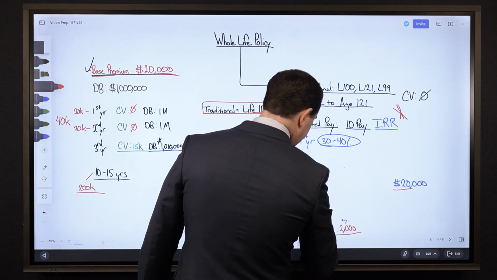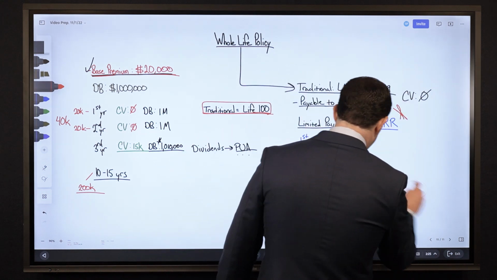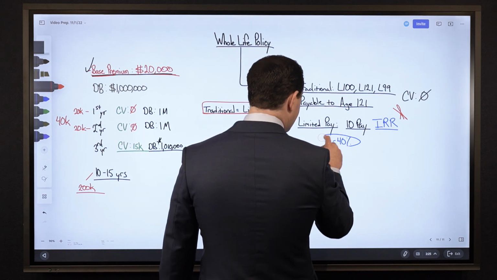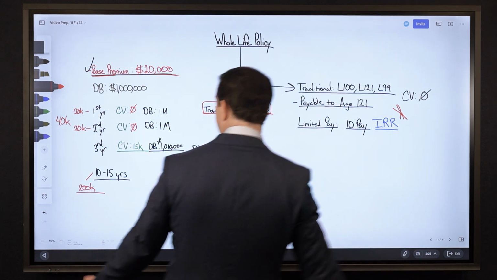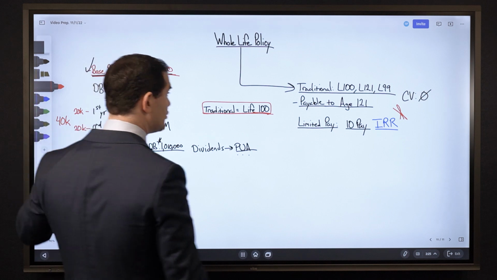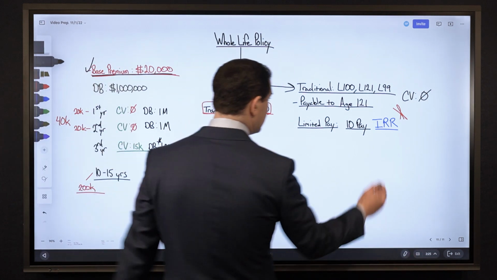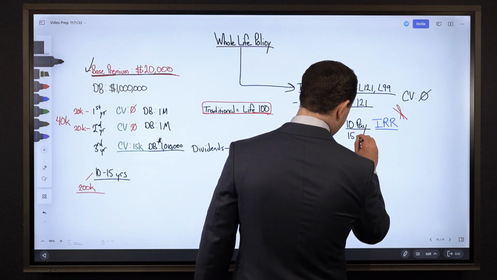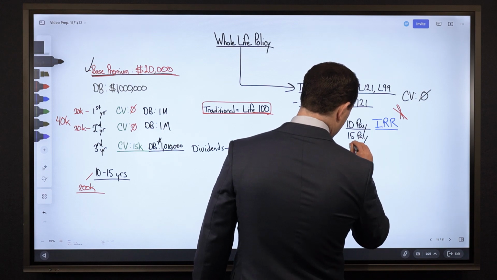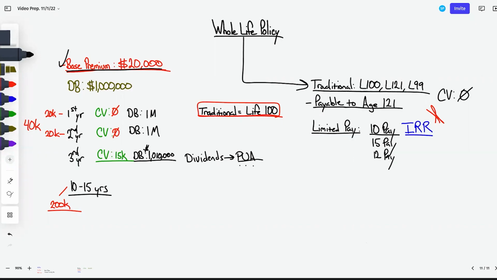Now, to provide a couple more examples here of different products that are available, we mentioned the traditional, a limited pay policy, such as a 10-pay. You'll also see many other limited pay products. You'll have a 15-pay. Some companies will have a 12-pay. Some companies will have what is referred to as a custom whole life, where you actually pick the premium paying period up front. Then you'll have other types of products.